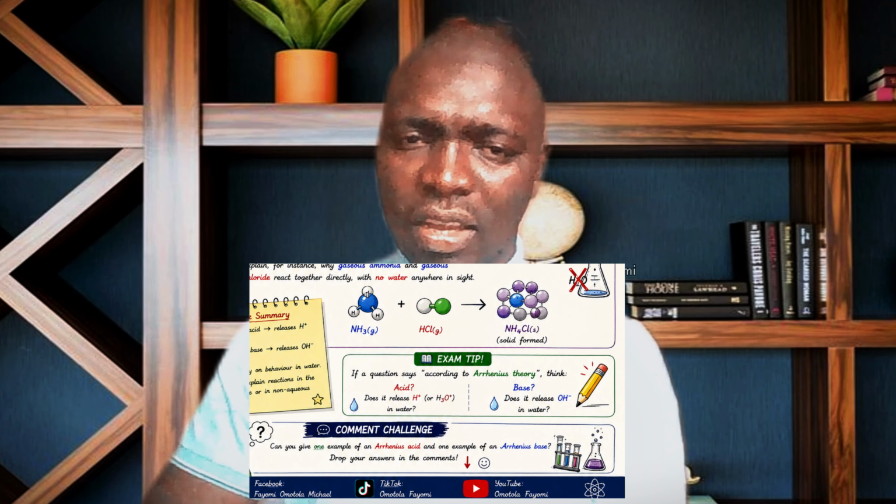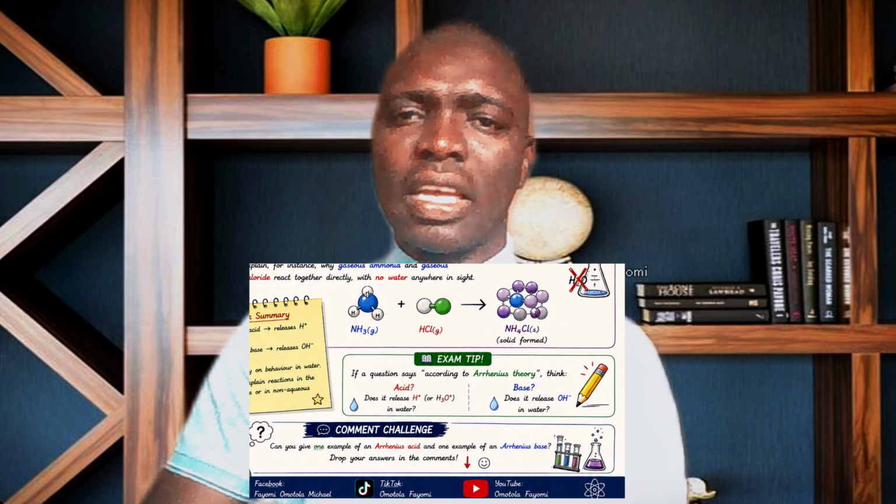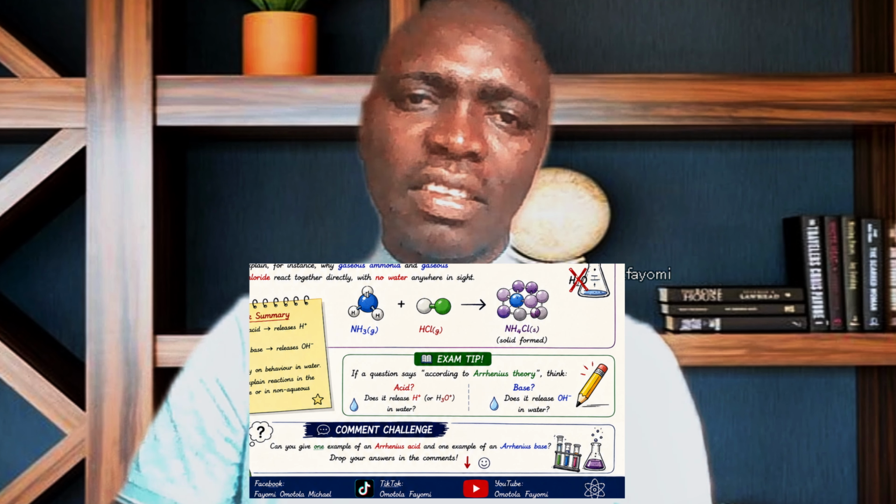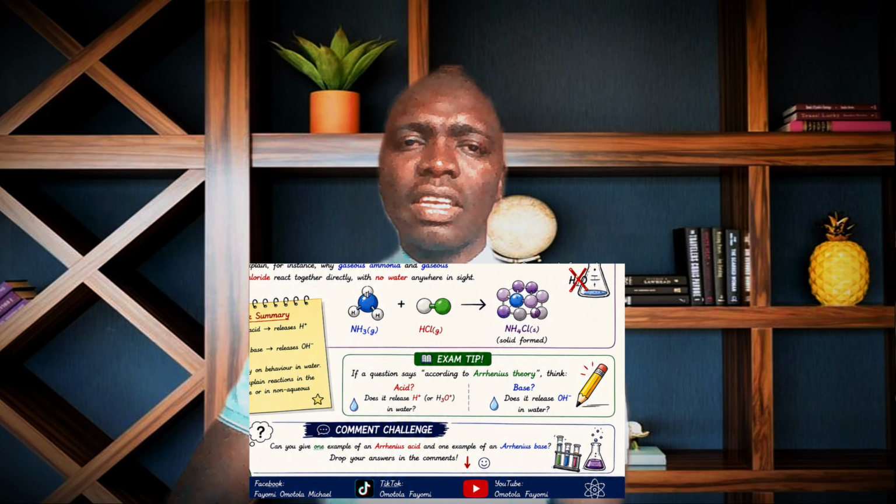Now it's your turn. Answer these questions in the comments. Number 1, give one example of an Arrhenius acid. Number 2, give one example of an Arrhenius base. 3, why is water essential in Arrhenius theory? 4, can the Arrhenius theory explain the reaction between NH3 gas and HCl gas? Explain your answer. I will be reading your responses and I'd love to see how well you've understood today's lesson.